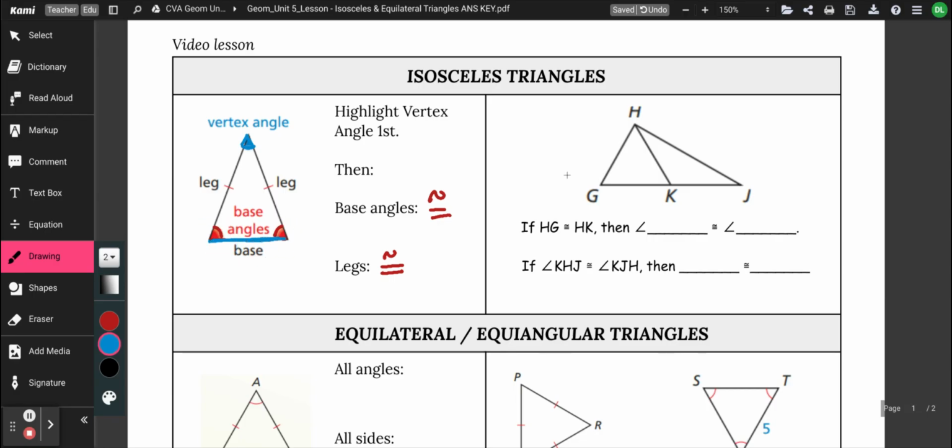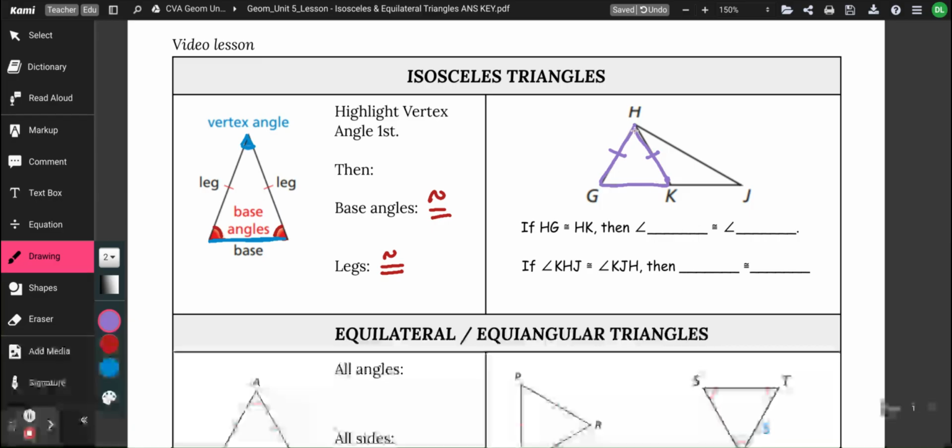Okay, so when we look over here at this diagram, they tell us HG is congruent to HK. So I'm going to find HG and mark it, and it's congruent to HK. So remember, the tick marks tell me that they're congruent, and I know that this is part of triangle HGK. So I'm just going to go ahead and finish my triangle here so I can focus on the one in the middle. So now they're asking me which angles are congruent.